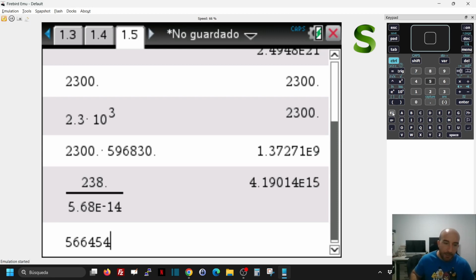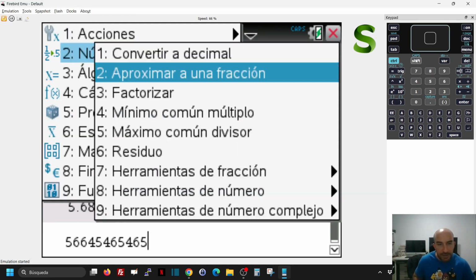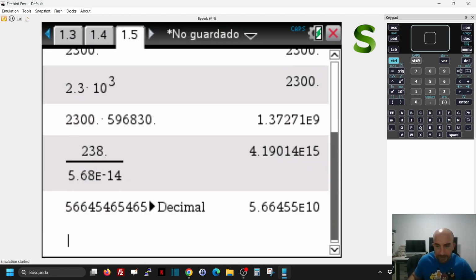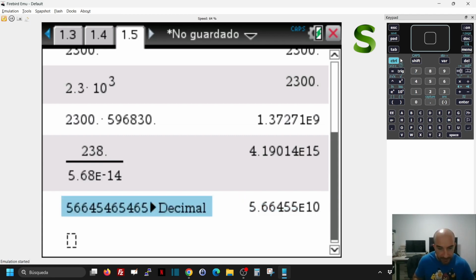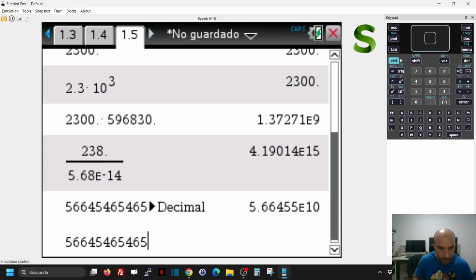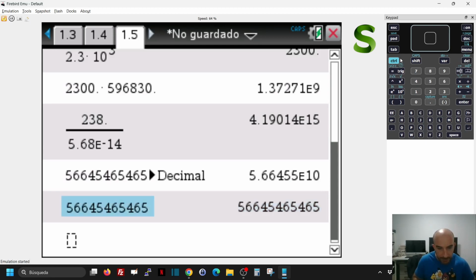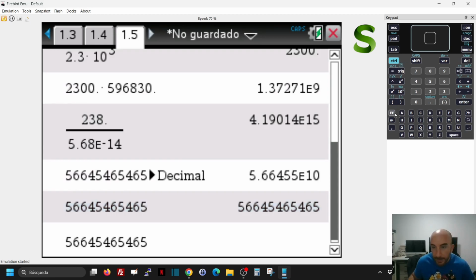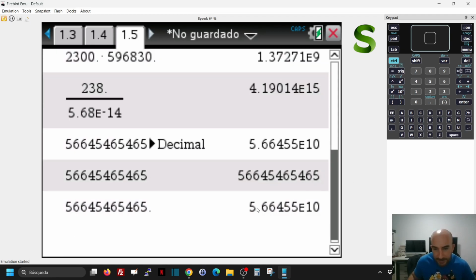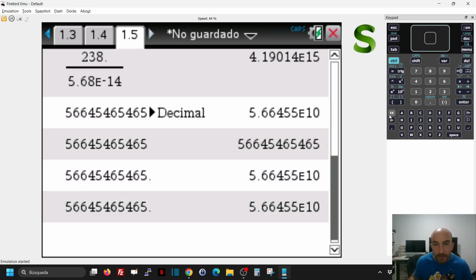There is another way if you want. I think it's much more complicated, but you can go to menu, number, and convert to decimal, and you'll get the same number in scientific notation. So if I did this, that number, you see I get the same result here as I did here, convert into decimal. But I think it's much easier just to write E0 and you get that. Okay, so this is how you work in the Texas Instrument with the scientific notation.